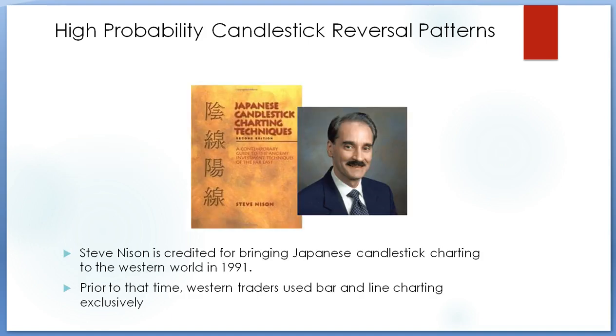Now, Steve Nison is credited for bringing Japanese candlestick charting to the Western world in 1991. Prior to that time, Western traders used bars and line charting exclusively, while the Japanese were using candlestick charting, and they were constantly making more money than the European and American traders were. So he went over to Japan to find out what their secret was.